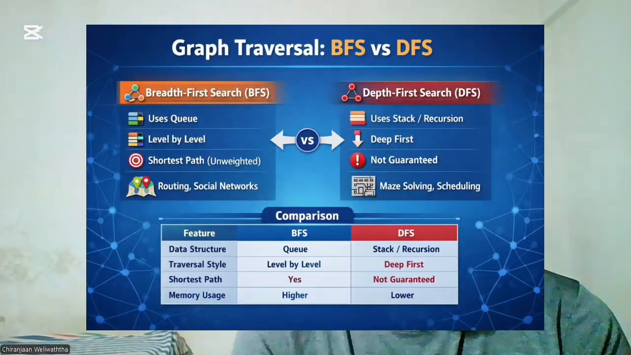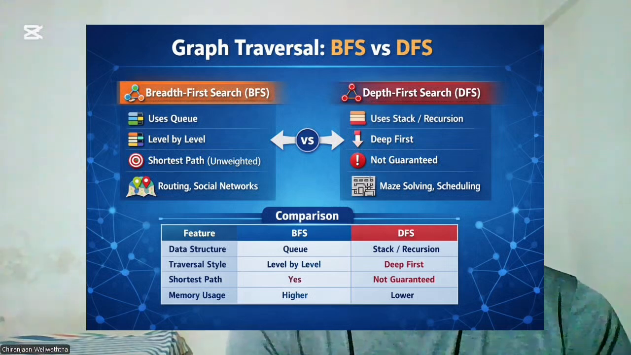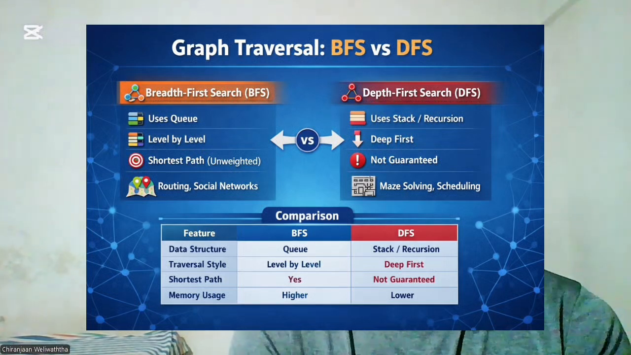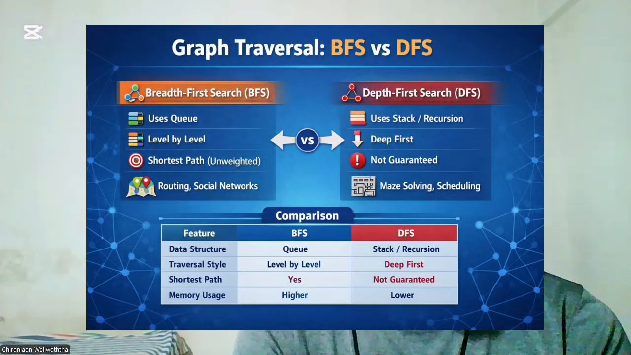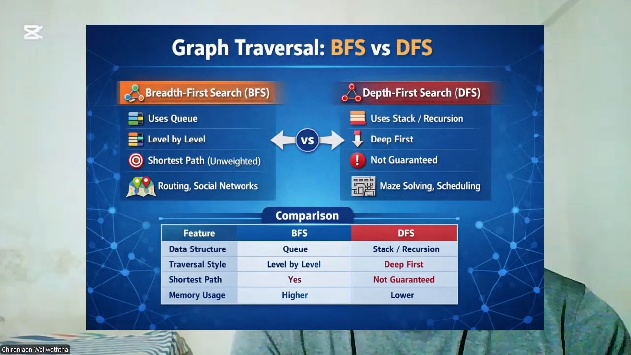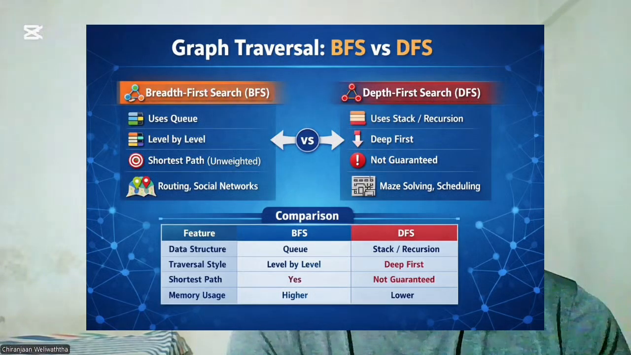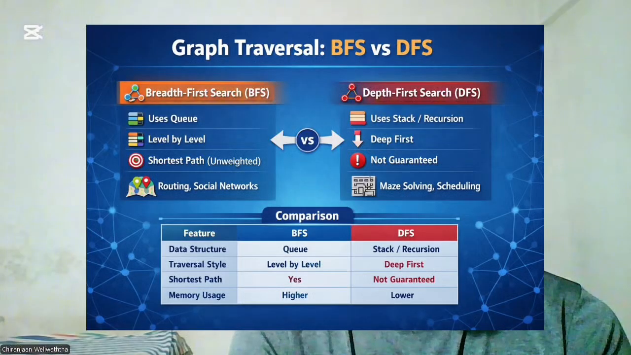There is a small comparison between BFS and DFS. The data structure used in BFS is a queue. The data structure used in DFS is a stack. The traversal style used in BFS is level by level. The traversal style used in DFS is depth first.